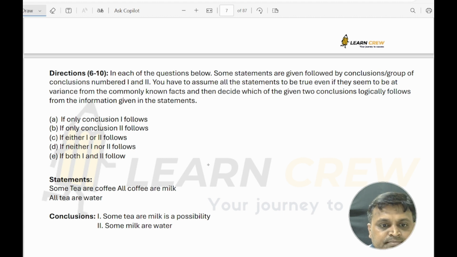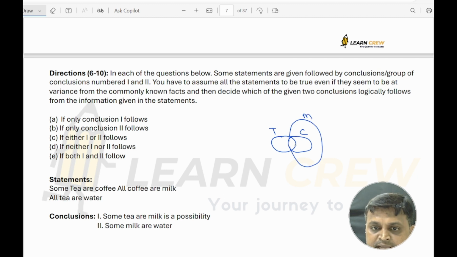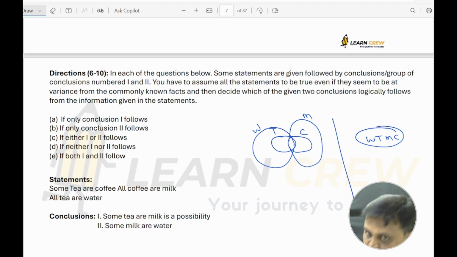Some tea or coffee. All coffee or milk. All tea or water. So all are positive statements, so I can take all in one circle. So some tea or milk is a possibility.